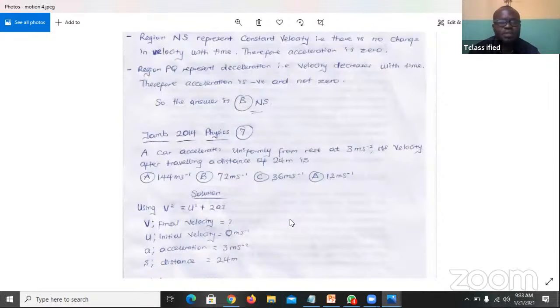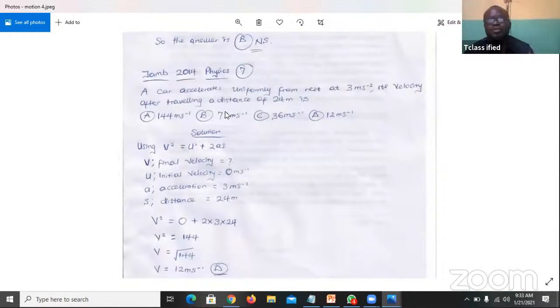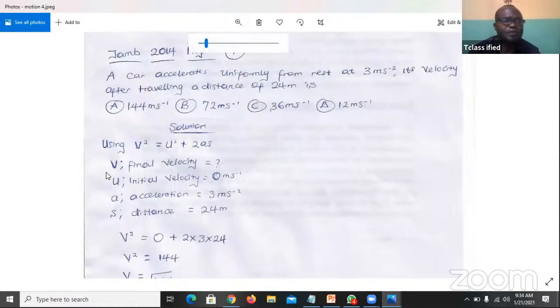Okay, so let's quickly look at this other question, JAMB 2014 physics. A car accelerates uniformly from rest at 3 meters per second squared. Its velocity after traveling a distance of 24 meters is... So it's accelerating from rest. That means initial velocity is zero. Okay, so we use the equation v squared equals u squared plus 2as. That is the equation we're using for this very problem. So v is the final velocity. That is what we are expected to calculate.